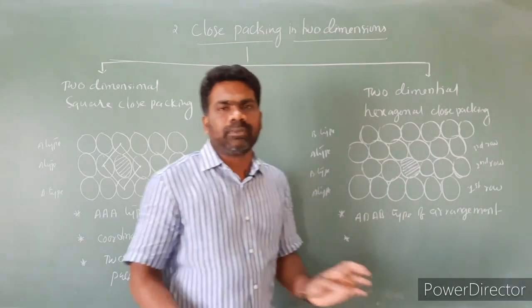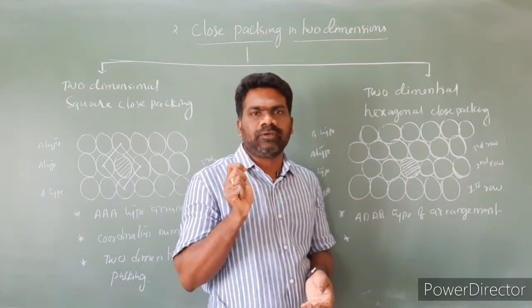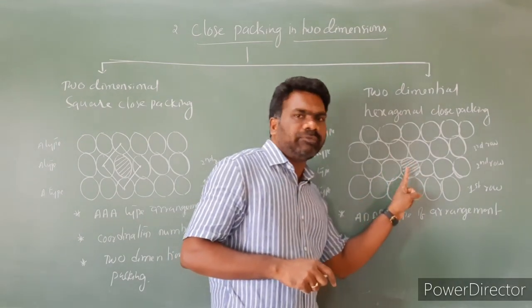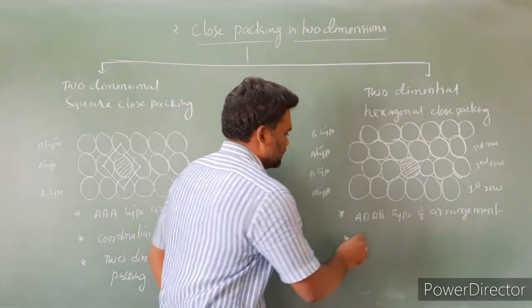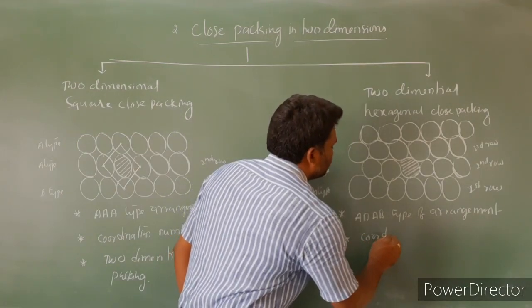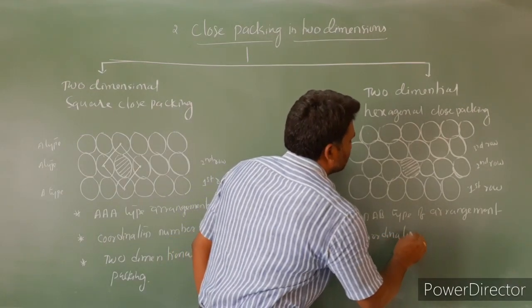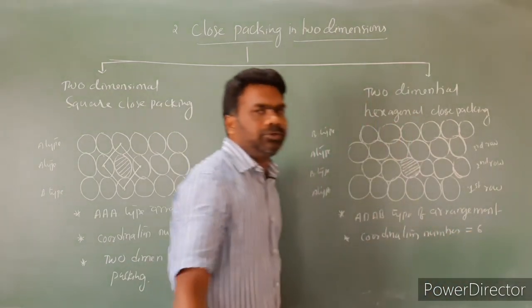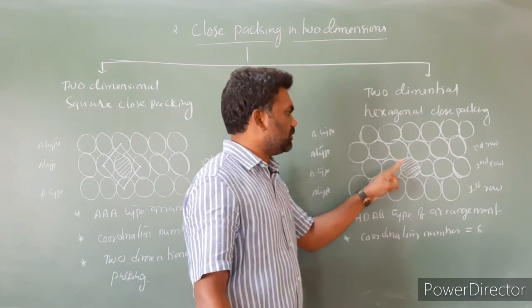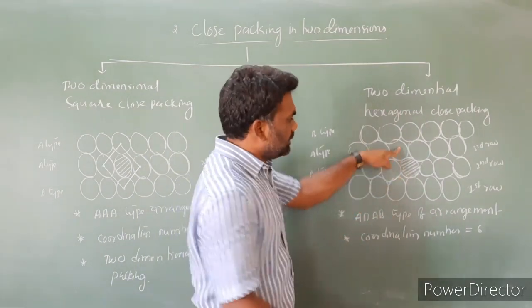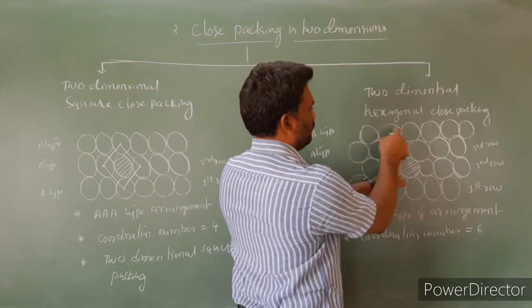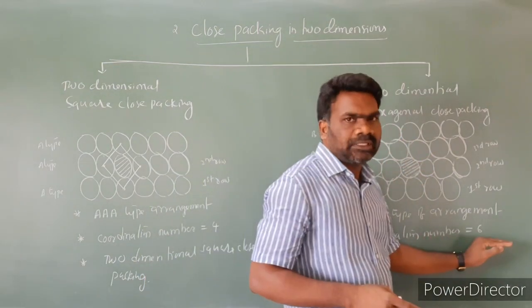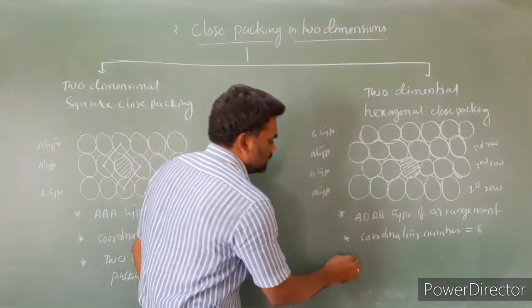The number of nearest neighbors of a particle is called the coordination number. The coordination number of this particle is 6. Any sphere you can take, not only this one. If you take this sphere, it is in contact with 1, 2, 3, 4, 5, 6. Any sphere you take, the coordination number is equal to 6. This is point number 2.